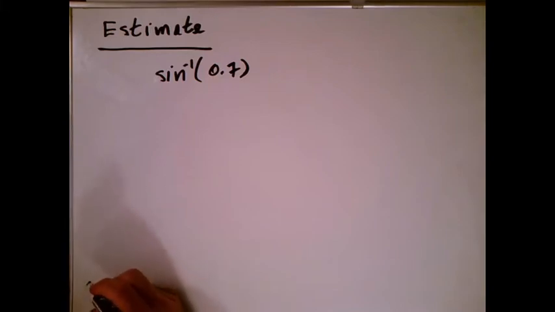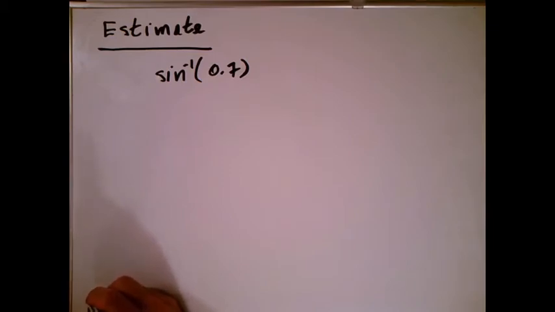Okay, what we're going to do here is try to show you how to estimate the inverse trig function values for each of the major ones: inverse sine, inverse cosine, inverse tangent. You can see that I'm going to start here with inverse sine. Now, in order to do this, we're going to have to use the unit circle.